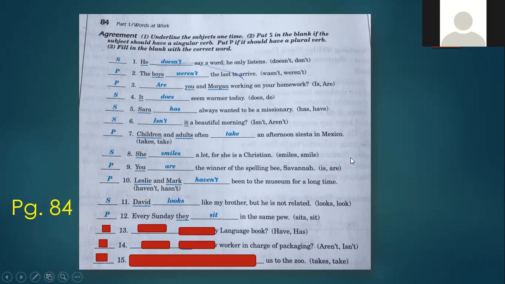Have, the subject is probably you, and then it is singular. Let's check it out. Have, and underline you, remember. So it's plural in this case, remember. Have you seen my language book?